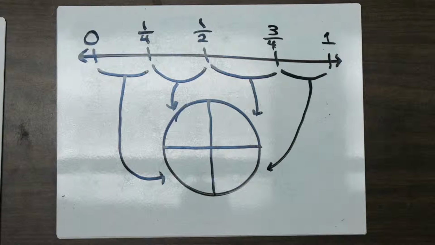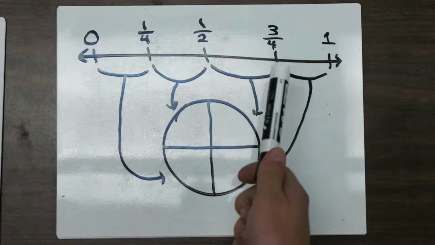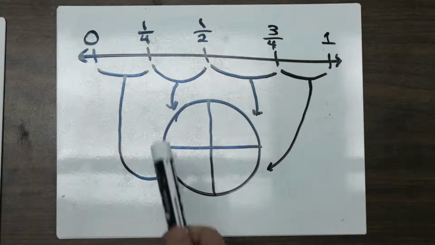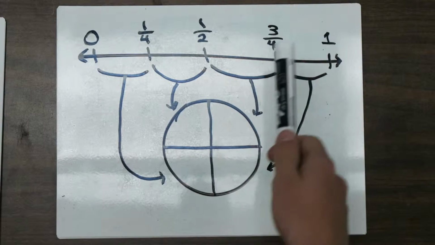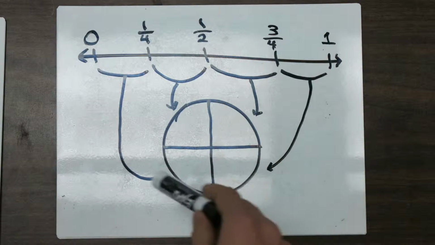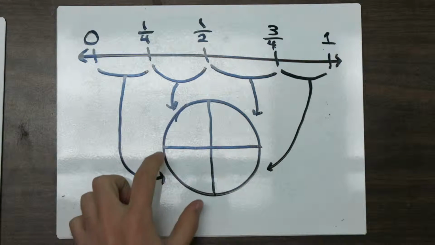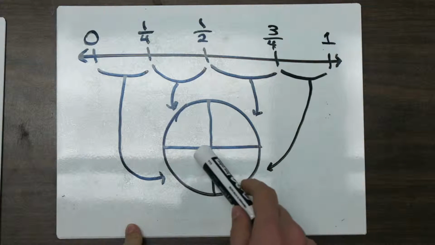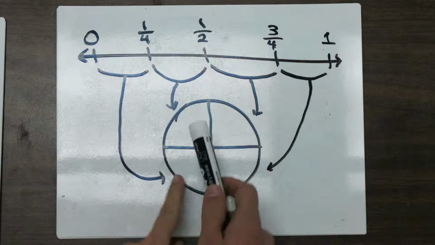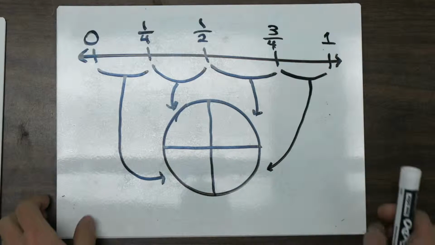So we can visualize fractions using different shapes. I have a number line here that shows us our common fractions 1/4, 1/2, and 3/4, and I've drawn arrows from each of those fractions to show us how they're represented in our shape. So this section of 1/4 is represented right here, and both of them together, or 2/4, make up 1/2. And so on and so on.